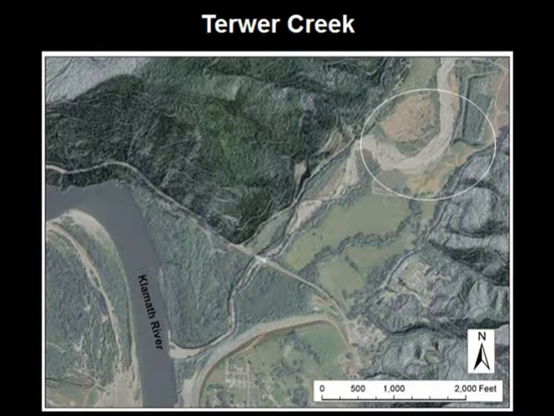At a 5-year flow event, we'll get backwater from the Klamath up into the project reach. And at a [100]-year flow event, this surface here will be 25 feet underwater. So we're working in a very dynamic system.